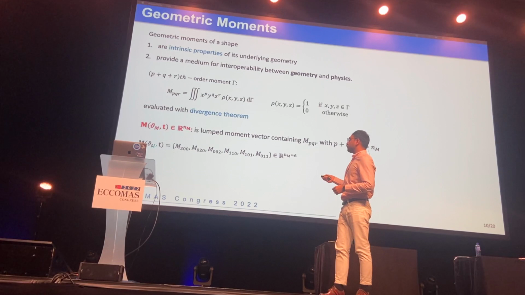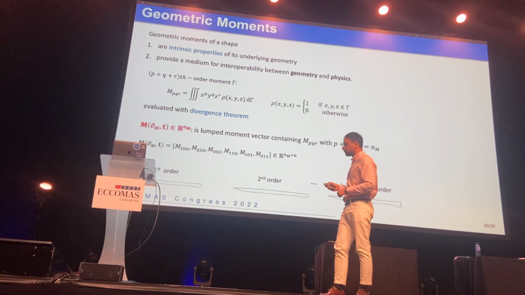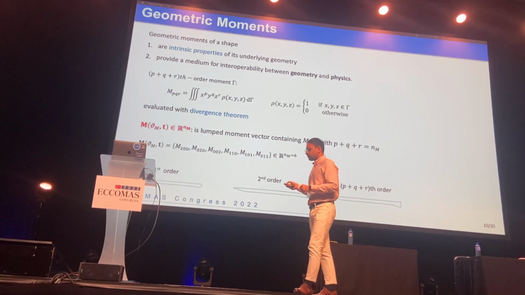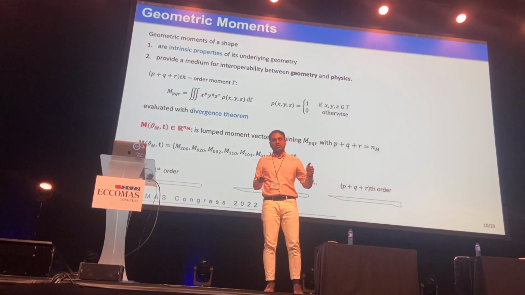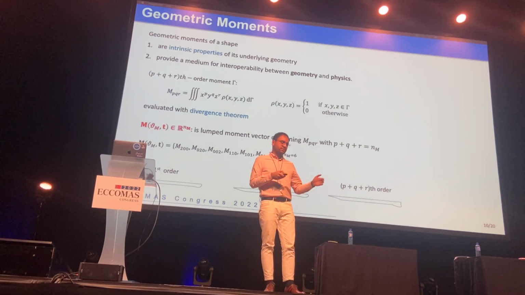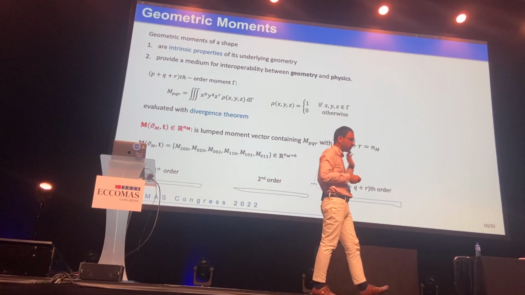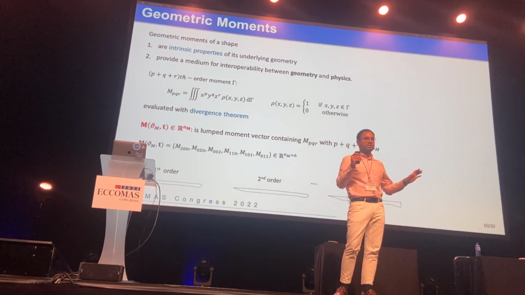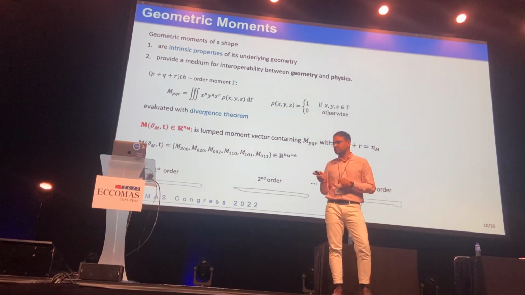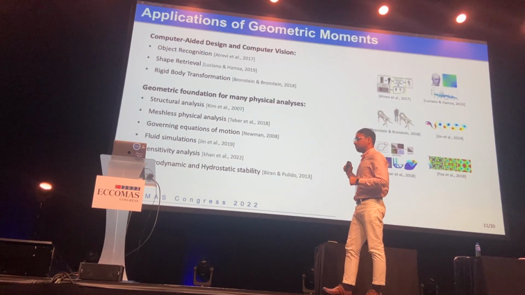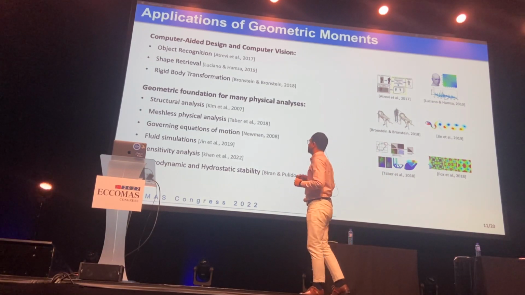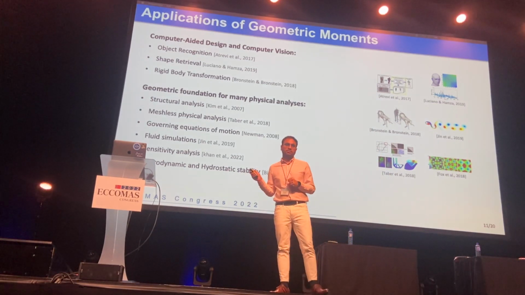With moments of a certain order, we make this shape modification vector. For example, if the moment is of order 2, we have 6 components in this vector, and then we use it. Basically, as we go from the zeroth to larger moment vectors, we are capturing more and more representation of the geometry. This is just to illustrate that as we go further, we have more cost for evaluating these integrals, but we capture more representation. They have been used in many different applications, ranging from computer design and computer vision to many other physical analyses.